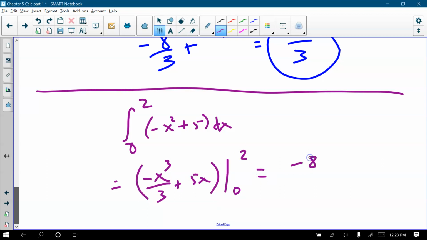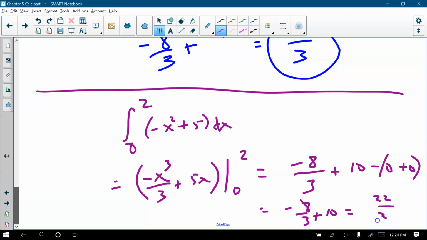So that's negative 8 over 3 plus 10 minus 0 plus 0, which is, oh, look at that, negative 8 thirds plus 10, which was 22 over 3. Wabam!